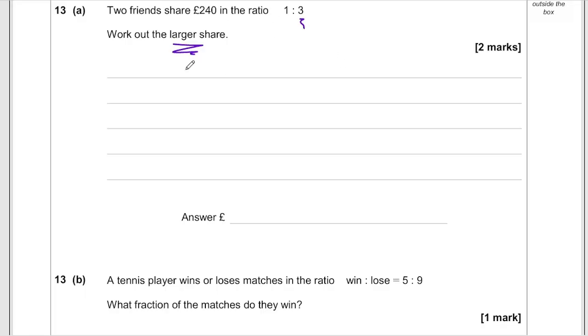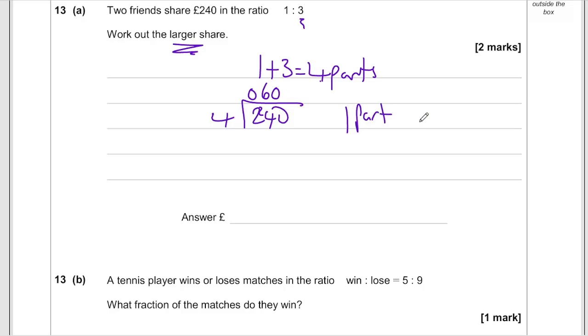So anytime you divide into a ratio, you add the parts. So 1 plus 3 gives me 4 parts. The second part, you take the total amount and you divide it by 4, the number of parts. So 4 into 24 goes 6, 4 into 0 goes 0. So 1 part is equal to £60.